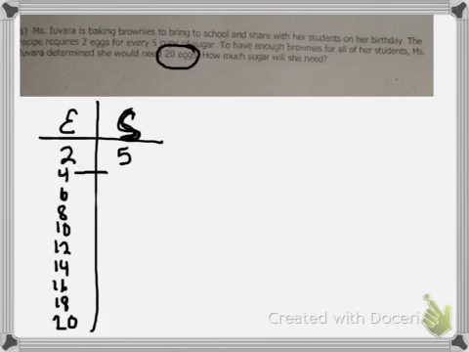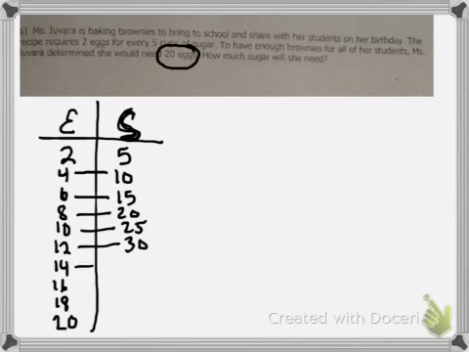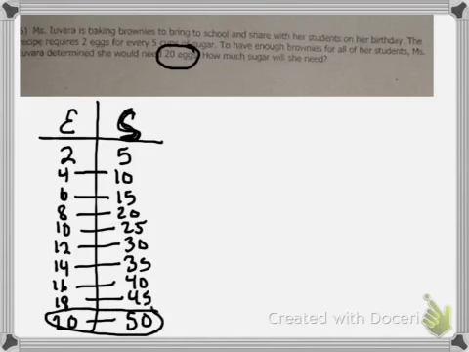Now I need to match up my multiples of 5. So 5, 10, 15, 20, 25, 30, 35, 40, 45, 50. So that means if I have 20 eggs, I need 50 cups of sugar.